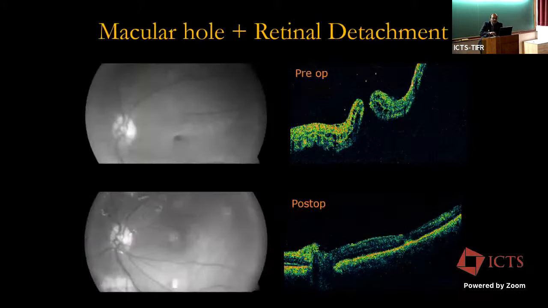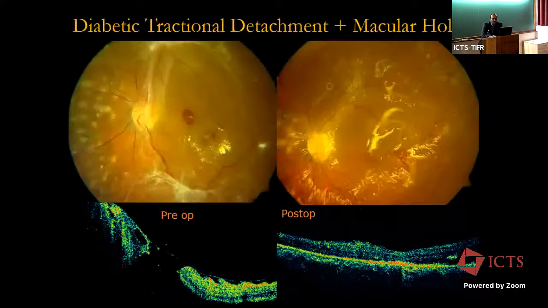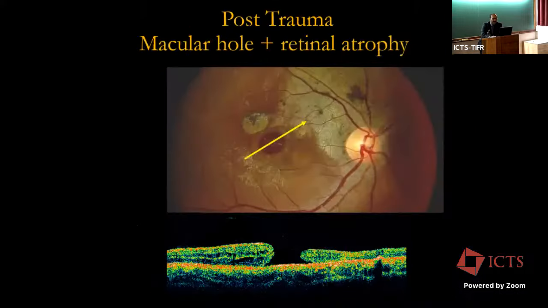You can also have macular holes with retinal detachments, and you need to do more extensive surgery, and you can see the post-op result. And this is a diabetic case, diabetic tractional detachment causing a tractional hole, and then with surgery, we put in silicone oil, and you can see a good anatomical result.